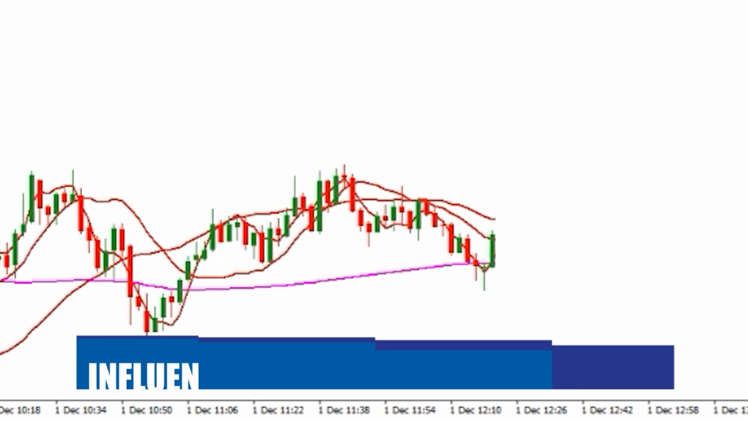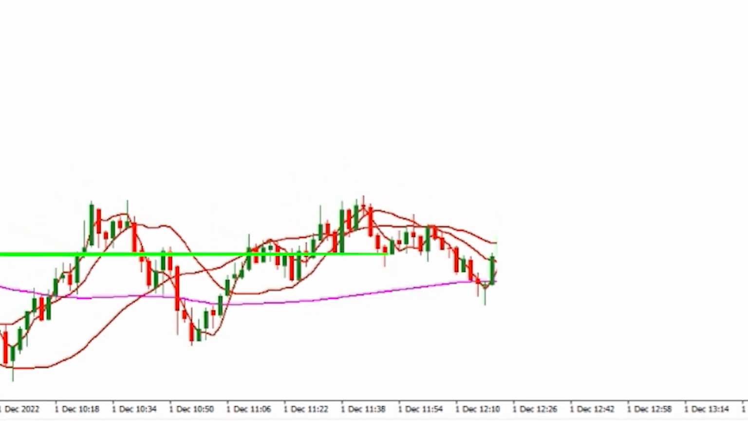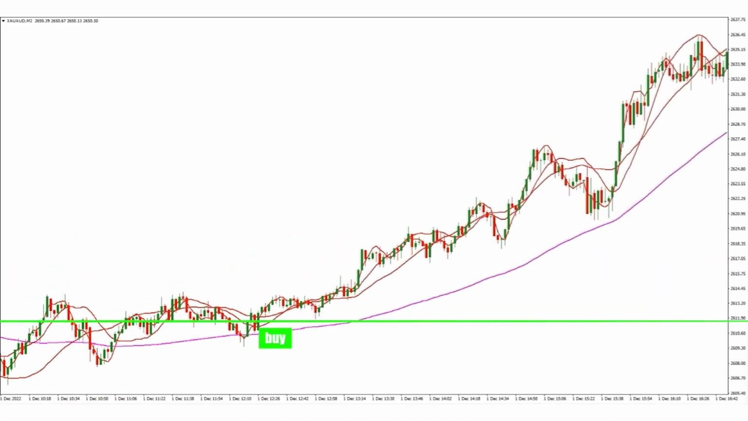And finally, we need to make sure that our influence line is sloping in the right direction. As you can see, it is indeed sloping up. So we've identified the exact bar that we're going to enter from. We'll put in our buy order here. And as you can see, the market moved on up.